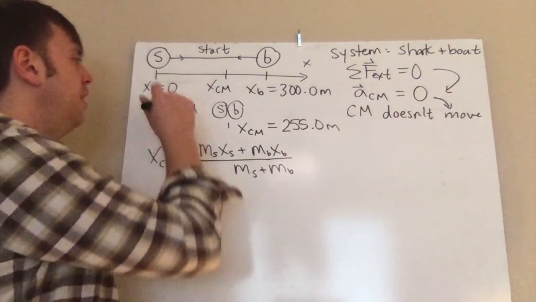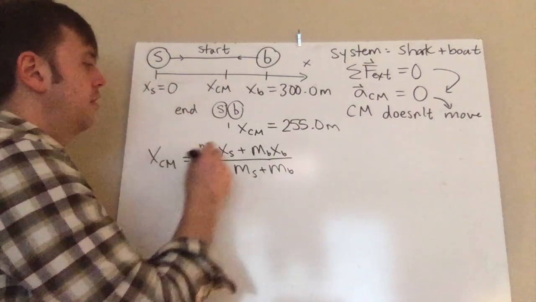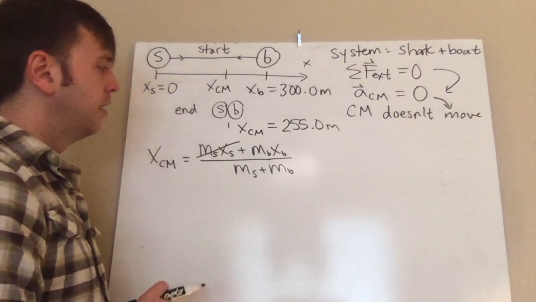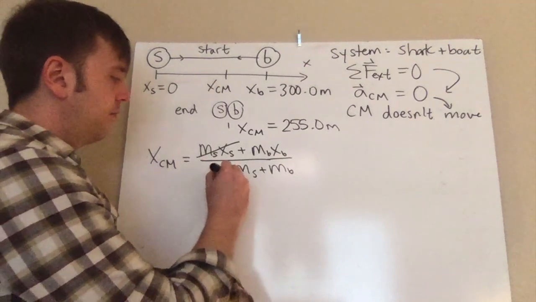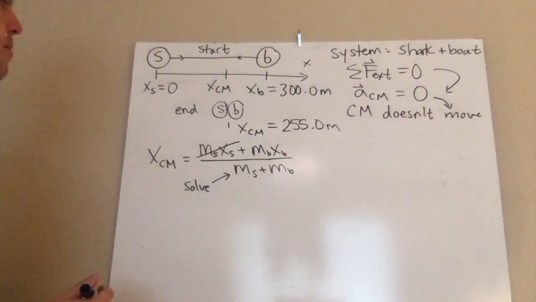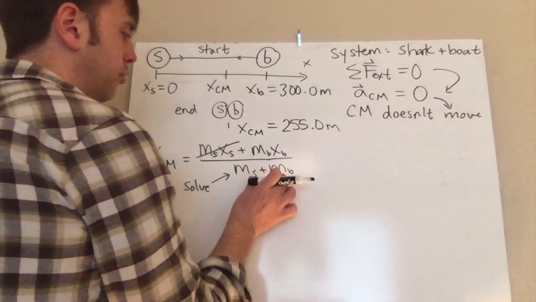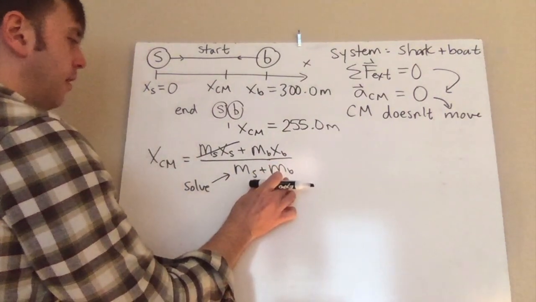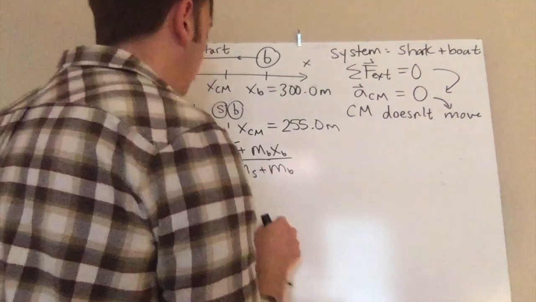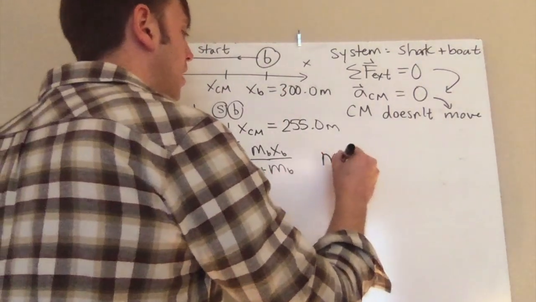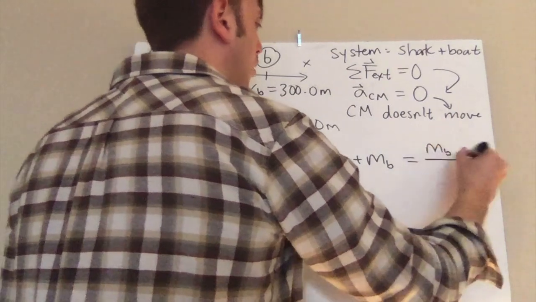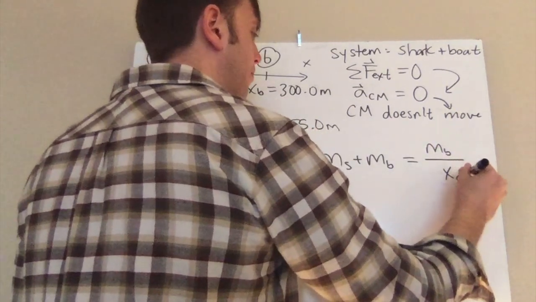Okay, now over here, we set xs to 0, the position of the shark. So I can actually just cross this off because I know xs is 0. And remember what I'm trying to solve for is the mass of the shark. So it looks like we can do that. It's not too bad. All right. First thing I'm going to do is I'm going to multiply on both sides by ms plus mb. So that'll put it over here. Then I'm going to divide through by xcm. So that will put this down here. So we're just sort of switching these two terms. We're going to get ms plus mb equals mb over xcm times xb.